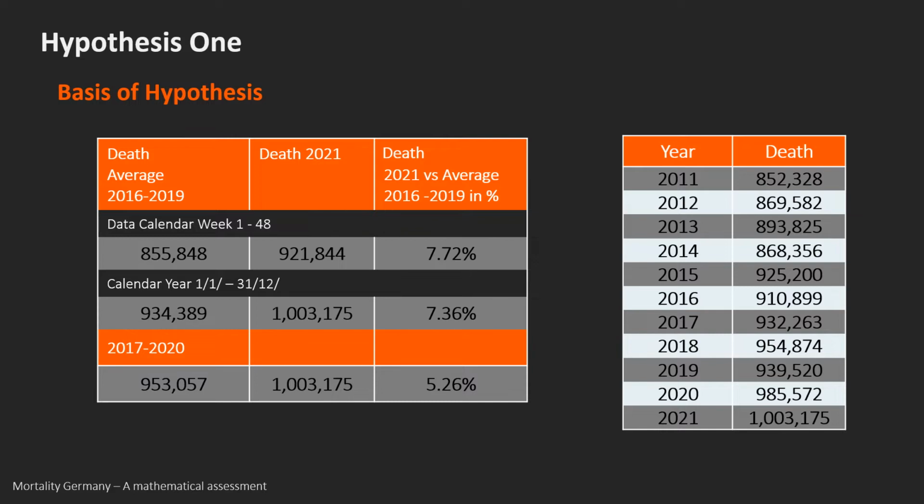Now I use the same method as the Statis because they're using the last 4 years and calculating the average, the median average, compared to the current year. And you can see that number went down again to 5.26. However, I don't know what that number means.